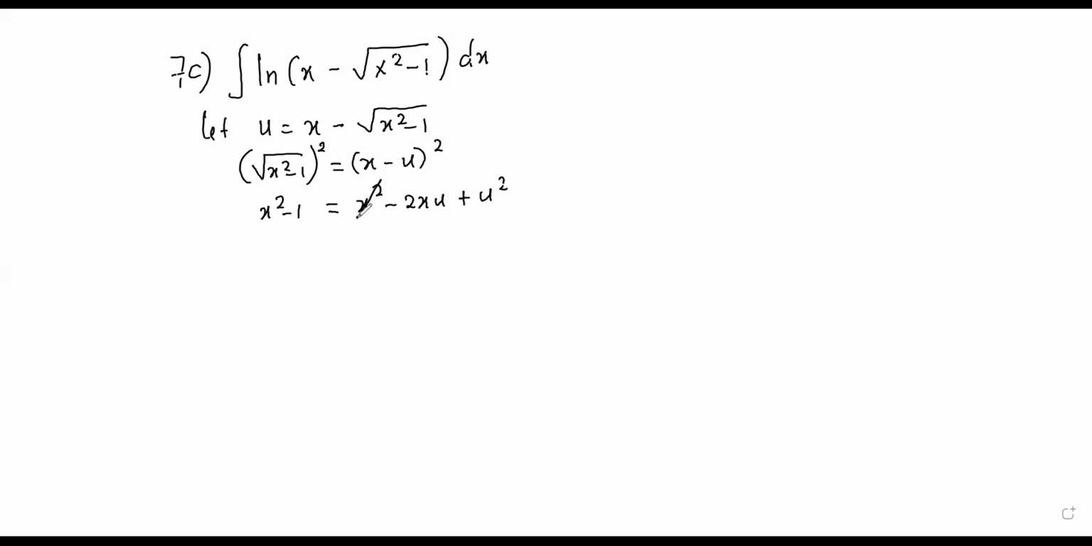Meaning, this can cancel. So now we're going to have 2xu equal to u squared plus 1, like that, meaning that x is equal to u squared plus 1 over 2u, like that. Okay? So when we get x in that way, we can even find dx now.